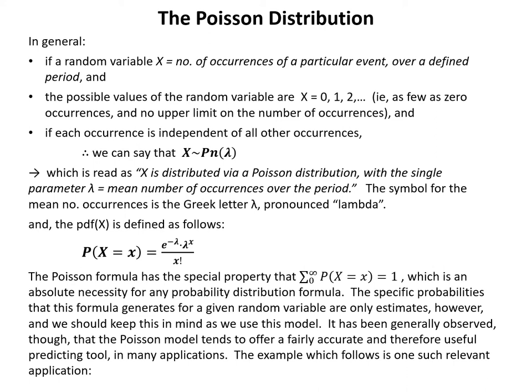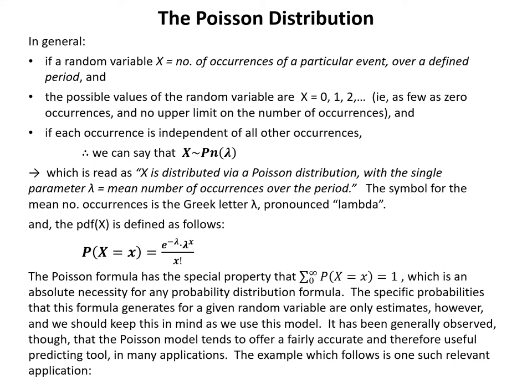In general, if a random variable x equals the number of occurrences of a particular event over a defined period, and if the possible values of the random variable are x equals 0, 1, 2, and so on with no upper limit, so we can have as few as 0 occurrences and theoretically no upper limit on the number of occurrences, and if each occurrence is independent of all other occurrences, then we can say that x is distributed via a Poisson distribution. And you see how it's written above there on the slide.